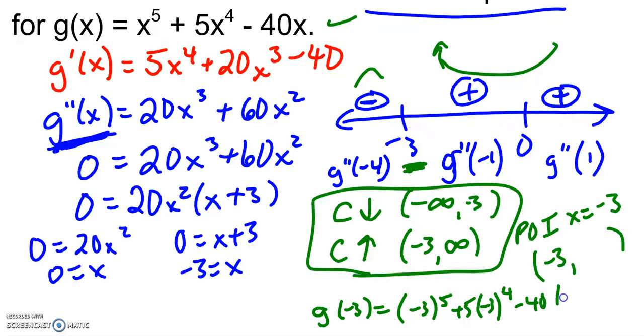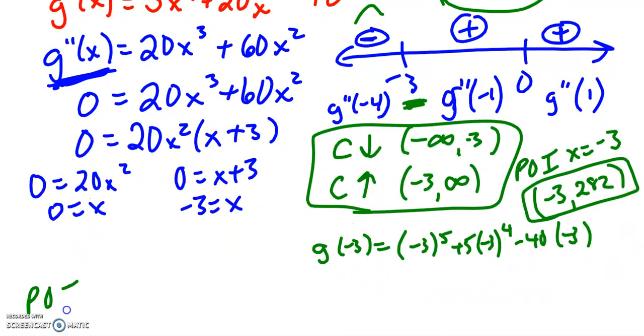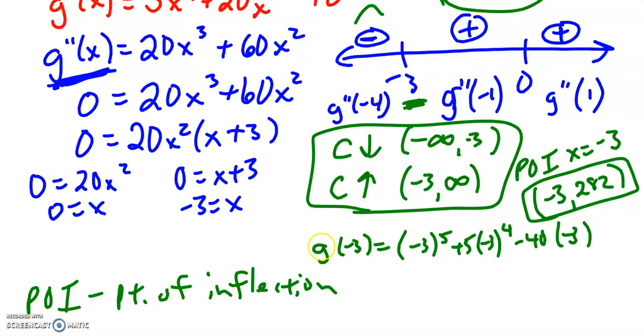Minus 40 times negative 3. If I plug that in, I should get a value, a rather large one, of 282. So this would be our point of inflection. So again, what is POI? Point of inflection. That is where the point goes between concave up to concave down and vice versa.